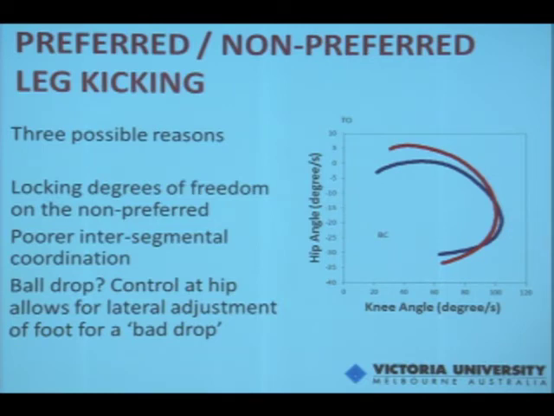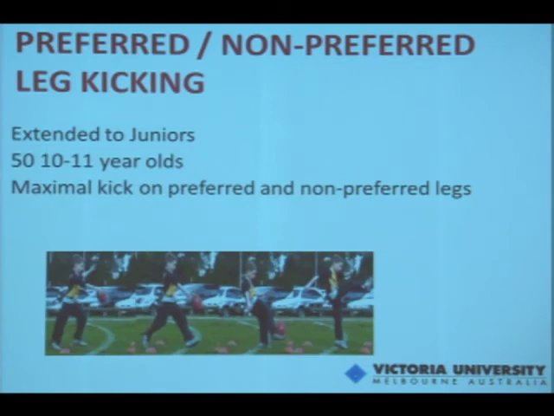It could also relate to the ball drop. We talked about the ball drop right at the start. By keeping your control at the hip, you allow for a lateral adjustment of the foot to catch a bad ball drop. As I said before, ball drop is one of the major sources of error. So on the non-preferred hand, you can drop the ball in a number of different spots and you're not quite sure where it's going to go. So by keeping the control at the hip, maybe they're hedging their bets a little bit and enabling themselves to grab a bad drop. So we're exploring those three more as we go.